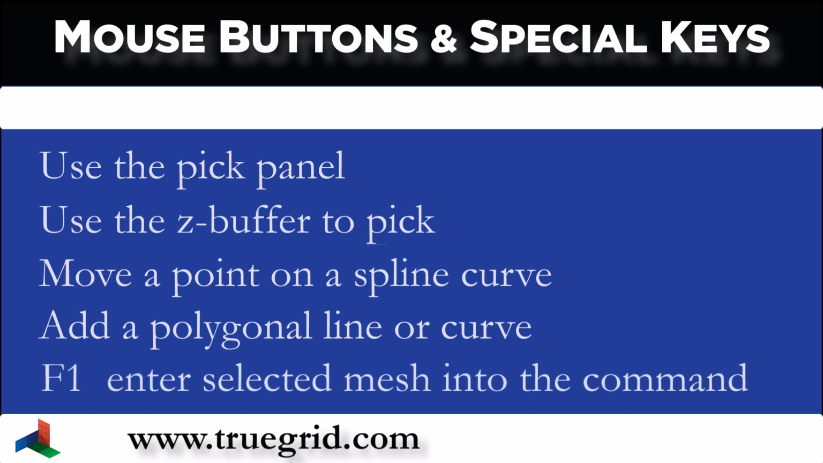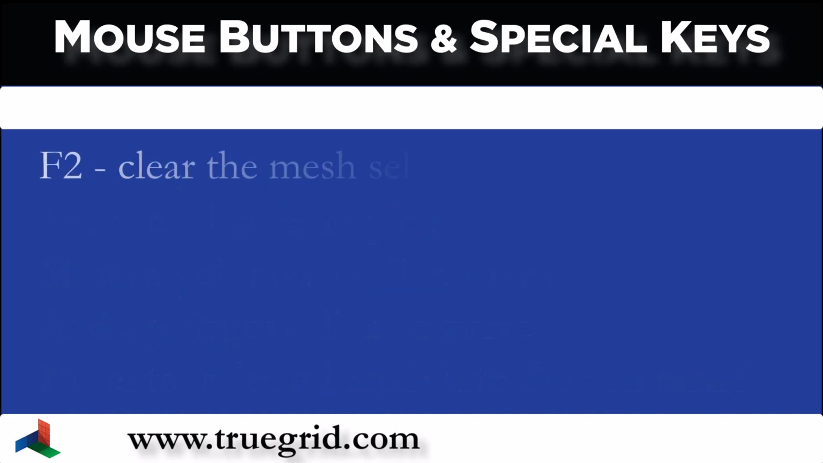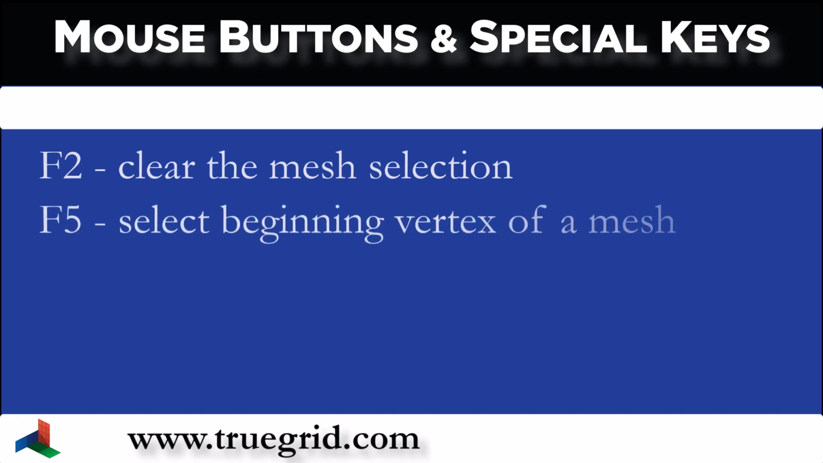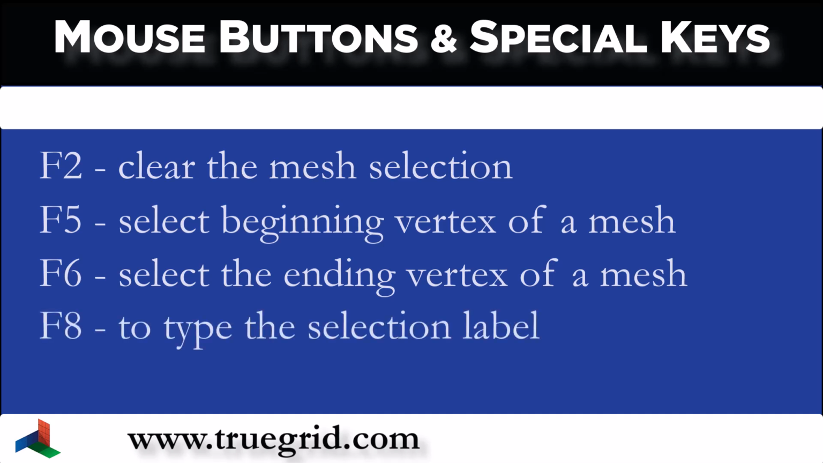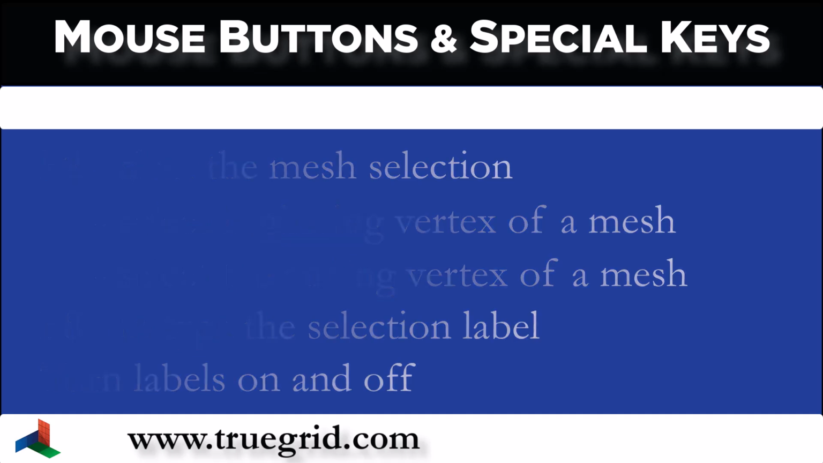use F1 to enter a mesh selection into the command, use F2 to clear the mesh selection, use F5 to select the beginning vertex of a mesh, use F6 to select the ending vertex of a mesh, use F8 to type the selected label, and turn labels on and off.